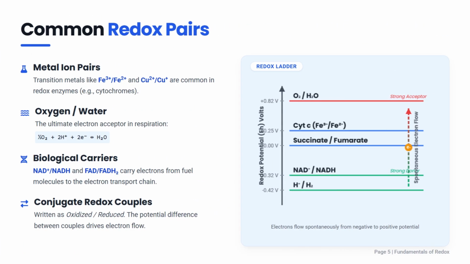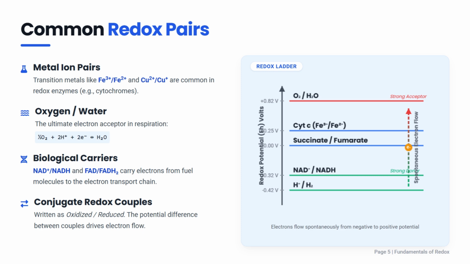Next, we explore some common redox pairs found in nature and our bodies. We have metal ion pairs like Fe3+/Fe2+ and Cu2+/Cu+, which are common in redox enzymes such as cytochromes. Then we have the oxygen/water pair, which is the ultimate electron acceptor in respiration. The reaction is ½O2 plus 2H+ plus 2 electrons yields H2O.